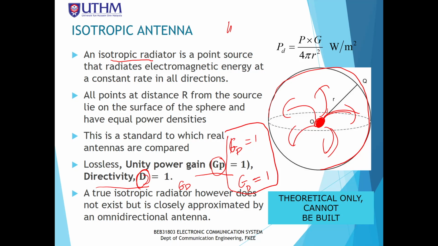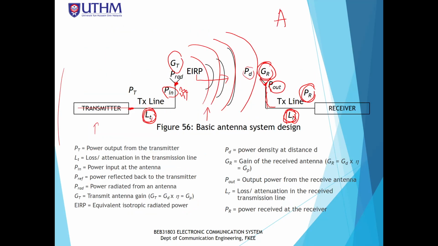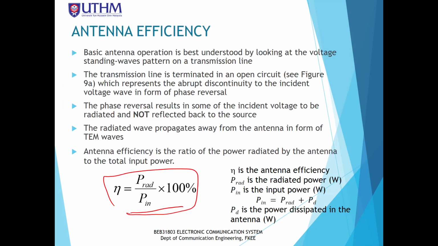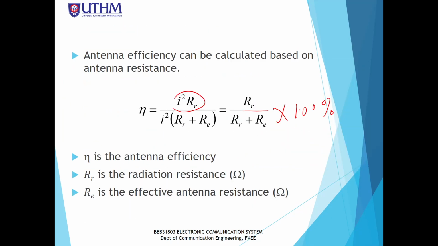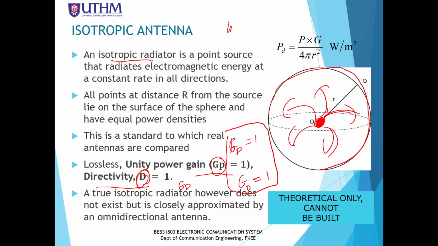Remember, in antenna you will learn later that we have two kinds of gain. The first one is power gain. The second one is directivity gain. So you're going to see the difference later. Okay, you will see the difference in terms of gain later. No problem. Kita akan lihat gain nanti. Later we're going to see the difference between these two kinds of gain.